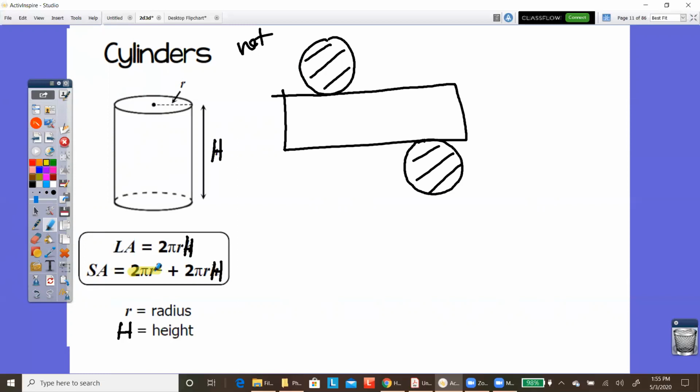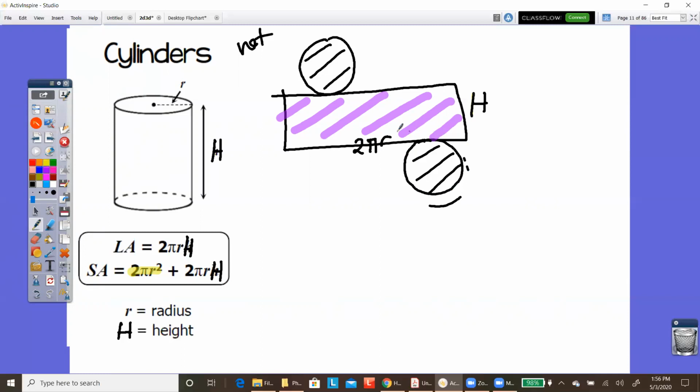Okay? Now, there is also a rectangle here. And the height of the rectangle would be the height of the cylinder. Now, the base of the rectangle has to wrap perfectly around the circle. And we know that the distance around a circle is circumference. So the base of the rectangle has to be the circumference of the circle.